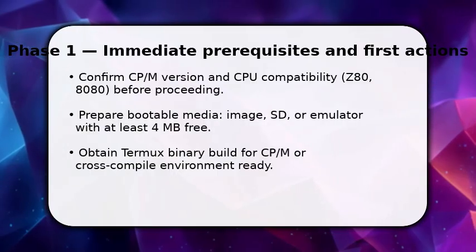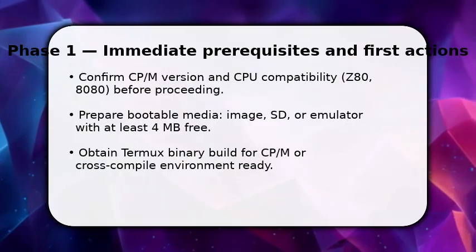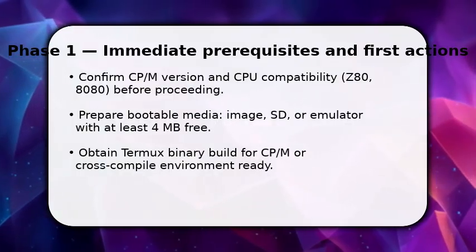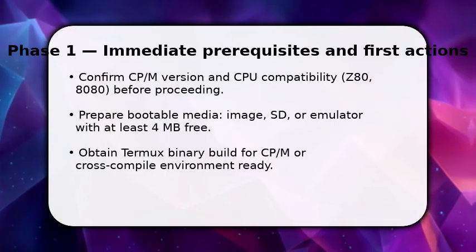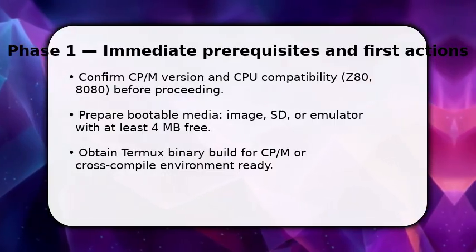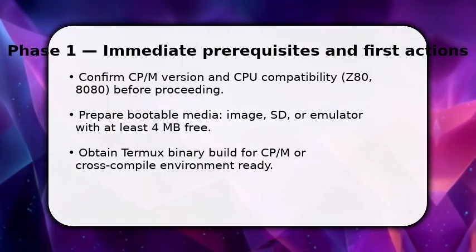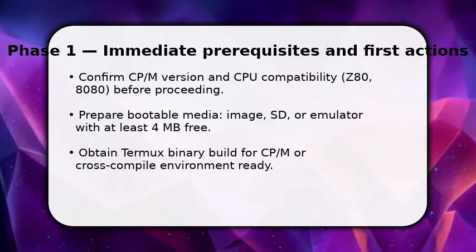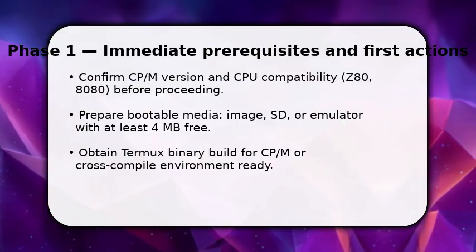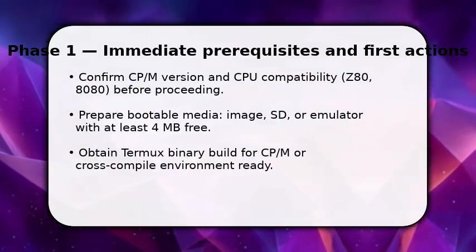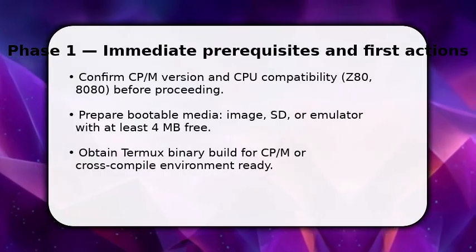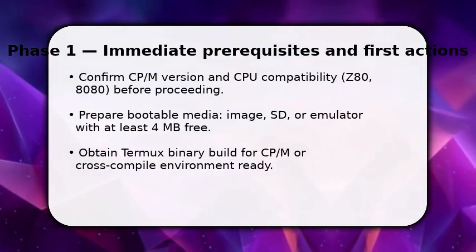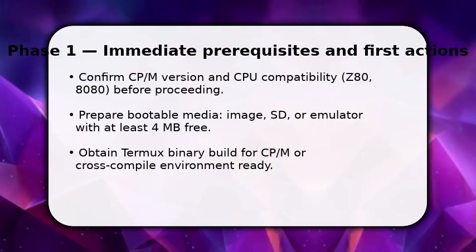You start by confirming CP/M version and CPU compatibility, Z80 or compatible, because Termux requires POSIX-like support. Once done, prepare a bootable image or SD with at least 4 MB free. This speeds installs. Make sure you have a Termux binary for CP/M or set up a cross-compile toolchain to build from source. Begin copying the runtime into the CP/M file system now.